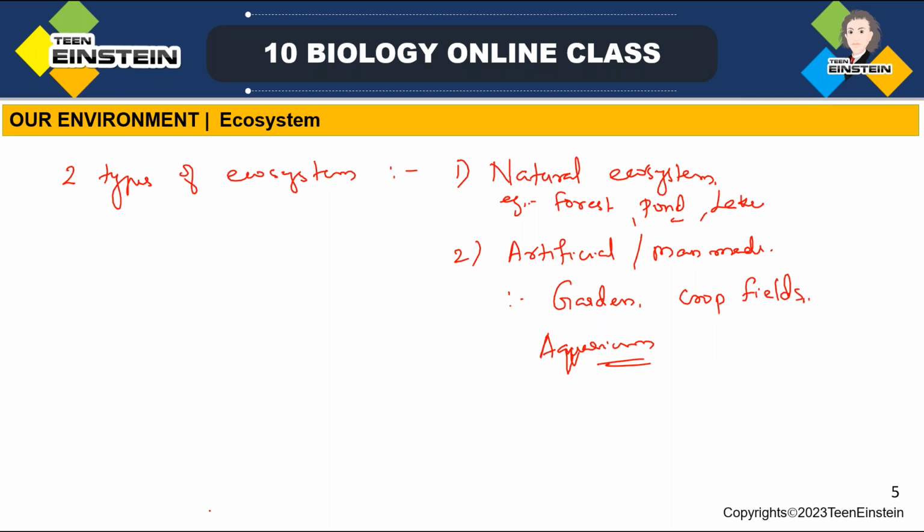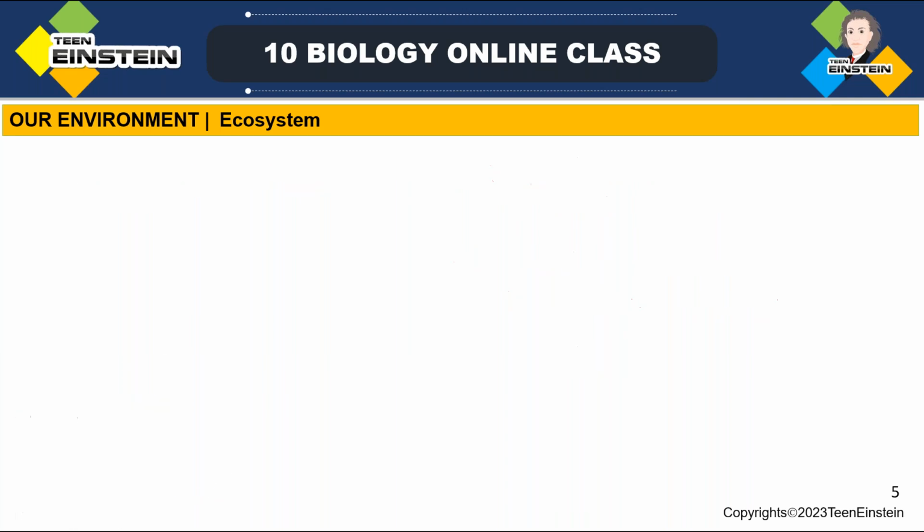Okay, then we need to say that these living organisms, how are they living? They are living in an environment, right? So environment means our surroundings. Our surroundings, that is called environment. So all the living organisms are living in different surroundings, right?